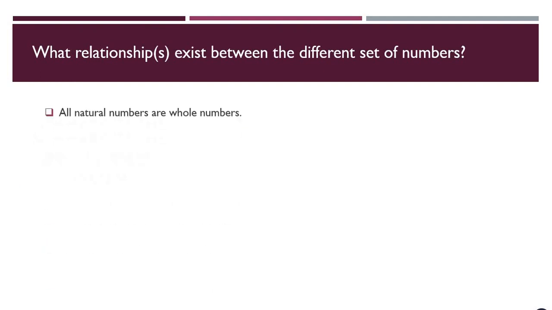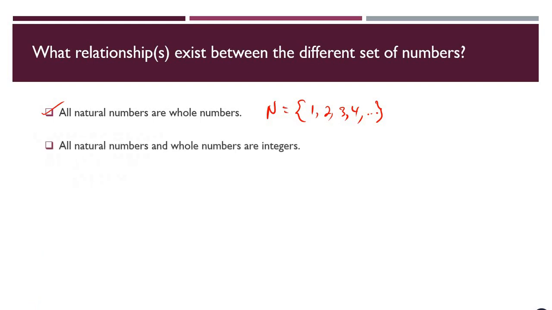Well, all natural numbers are whole numbers. When we think about the set of natural numbers, we have counting numbers 1, 2, 3, 4, and so on. So those are natural numbers. Keep on adding 1 successively. All natural numbers and whole numbers are integers.